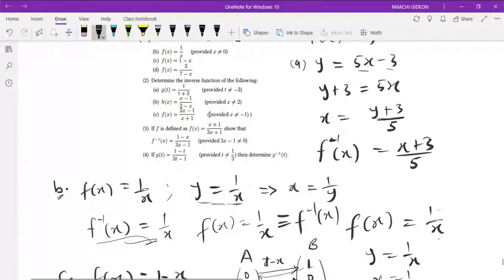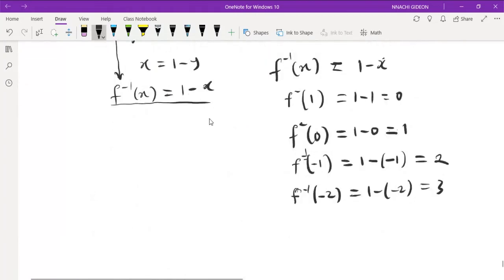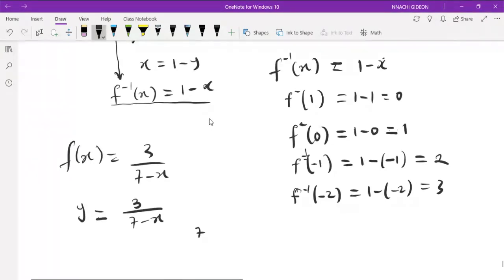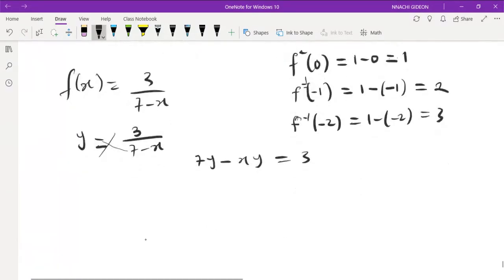Yes, sir. So let's see D. F of x equal to 3 over 7 minus x. Okay, so let f of x be y. So we have y equal to 3 over 7 minus x. So 7y minus xy equal to 3, like doing cross multiply.